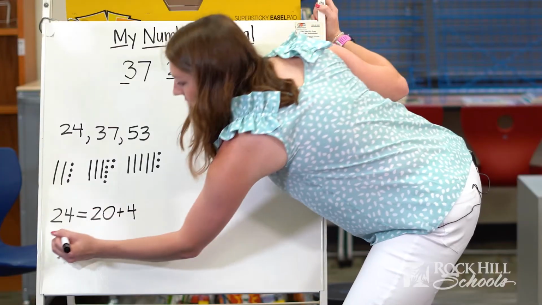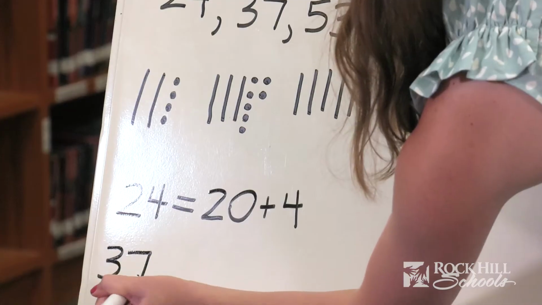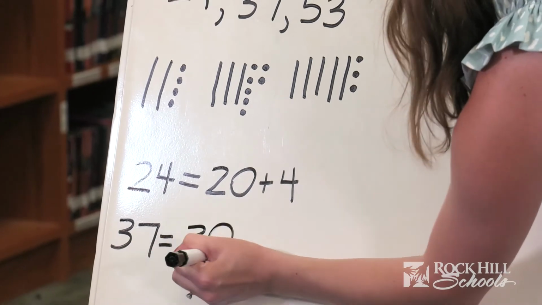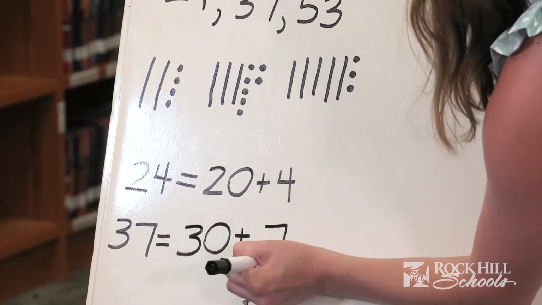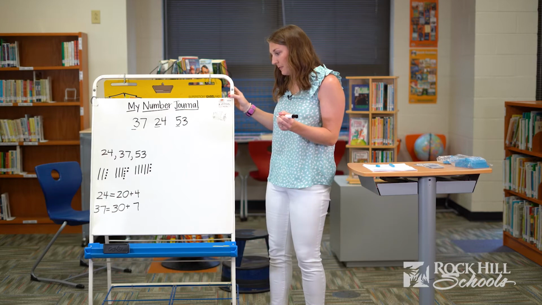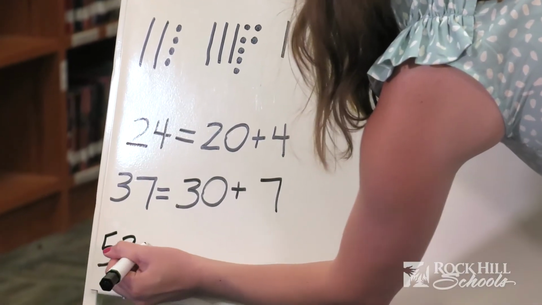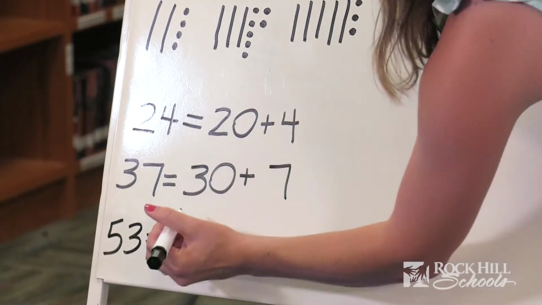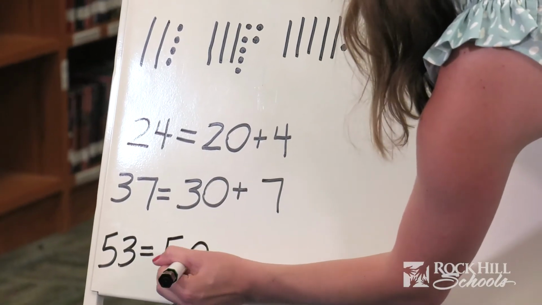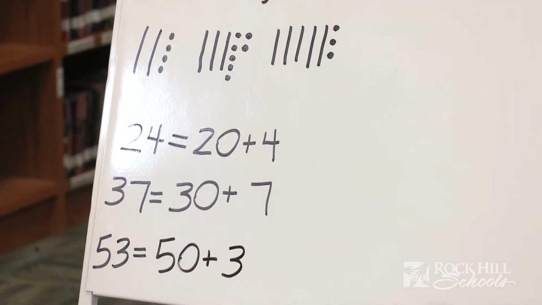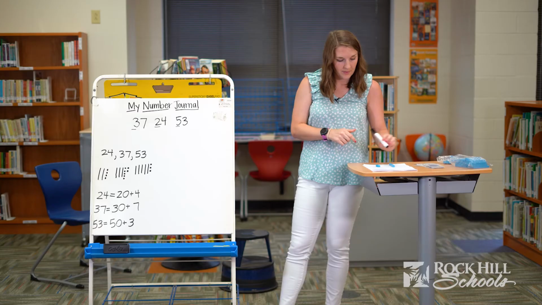And then for 37, we have our 3 rods, which is 30, plus our 7 units. And then for 53, we have 5 rods, which is 50, plus 3. So we've pulled the values out of each digit.